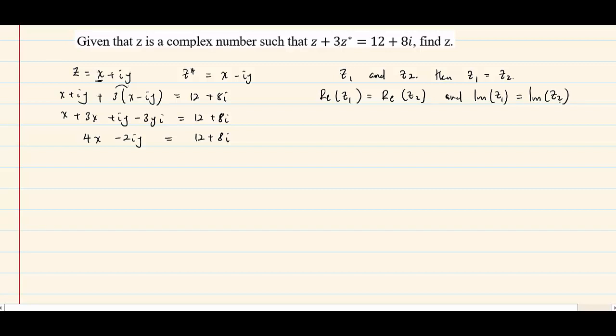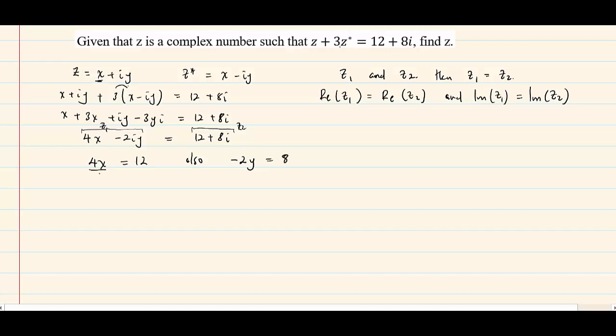Now have a look here. I've got two complex numbers, one on the left hand side, which I'm going to call z1, and one on the right hand side, which I'm going to call z2. For these two complex numbers to equal each other, the real part of z1, in this case 4x, must equal the real part of z2, in this case 12. Also, the imaginary part, which is minus 2y, remember the coefficient of i is the imaginary part, and on the right hand side the imaginary part is 8.